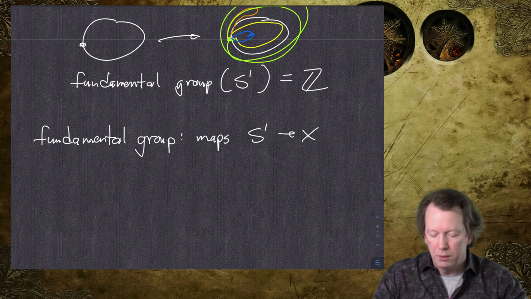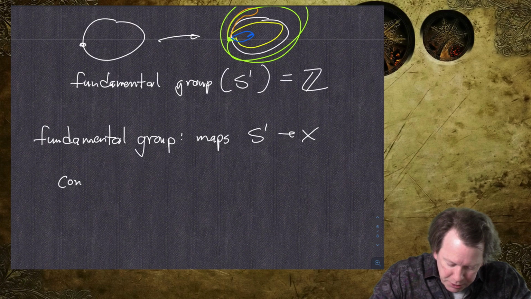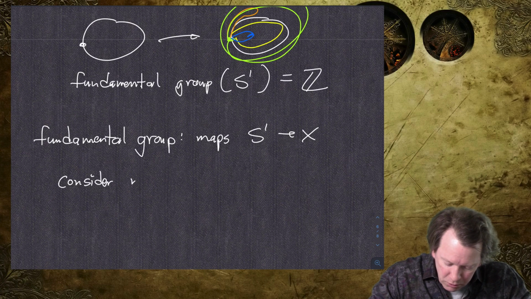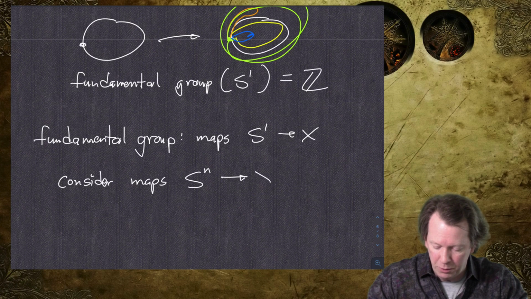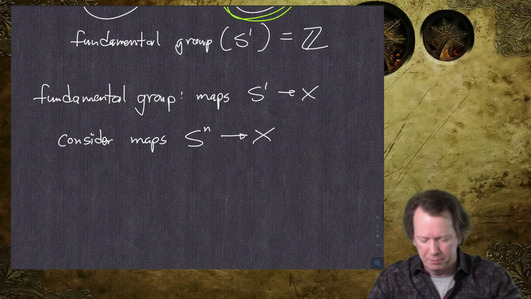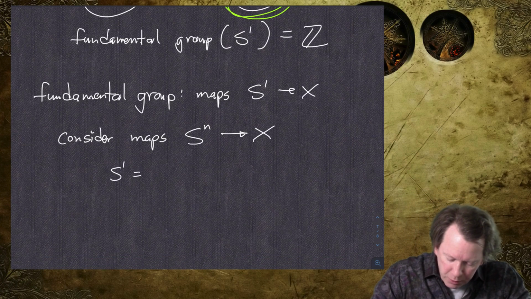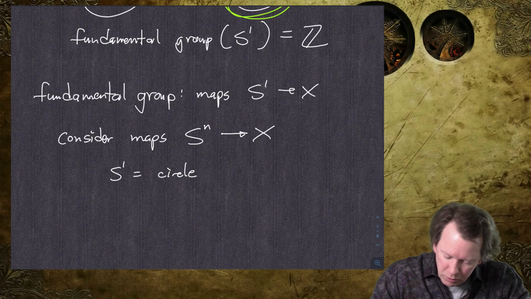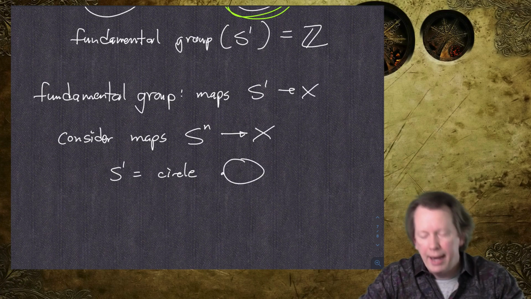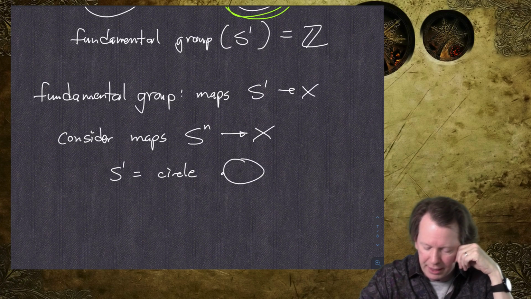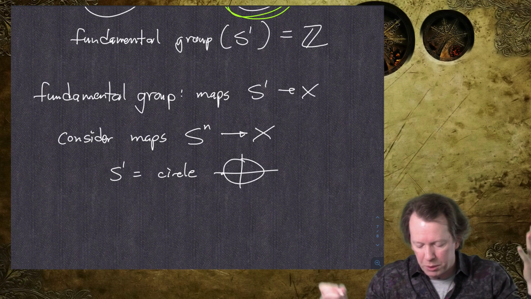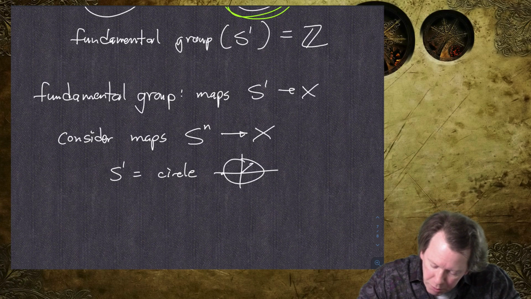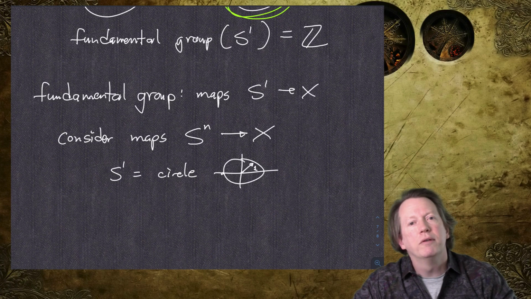But there's also, consider maps from an n-sphere into X. What does that mean? So S1 equals a circle, right? And how do we define that? Well, one way of defining it is embedding it in a plane or some Euclidean space and just saying take all of the points distance 1 from the origin.